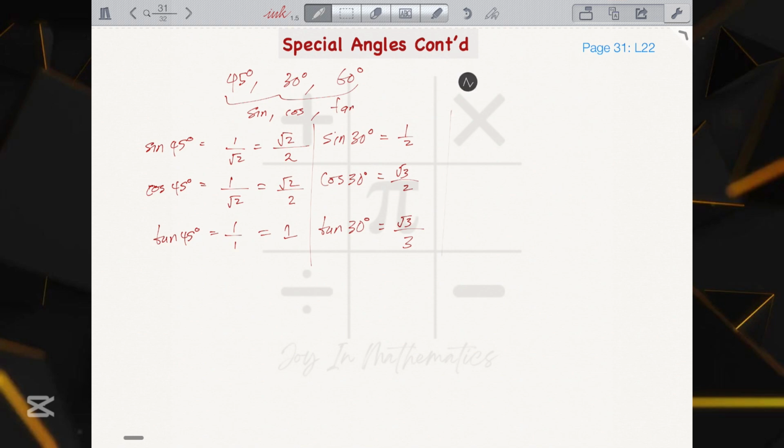Moving on to 60 degrees, sine 60 degrees is equals to root 3 over 2. Cos 60 degrees is equals to 1 over 2. And tan 60 degrees is equals to root 3.